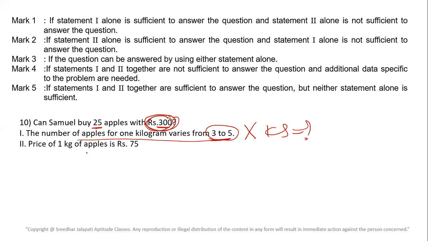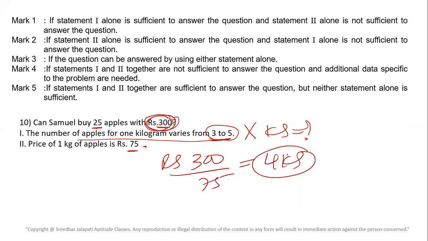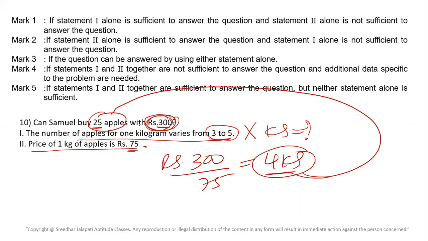Second, the price of 1 kg of apples is 75. If 1 kg is 75, for 300 rupees, obviously he can get 300 by 75, that is 4 kgs. He can get 4 kgs, but whether those 4 kgs give you 25 apples or not, we do not know. From the second statement, we are able to find that he can buy 4 kgs. But whether those 4 kgs consist of 25 apples or not, we do not know. So second alone is also not sufficient.